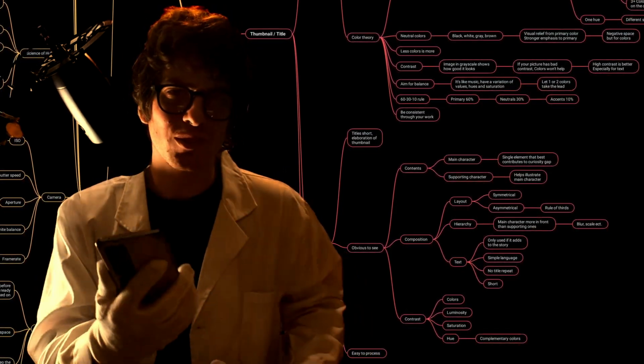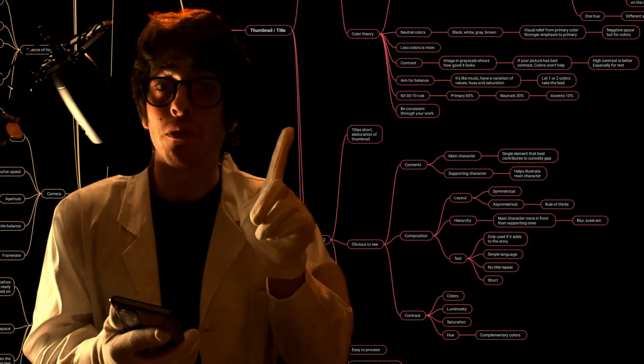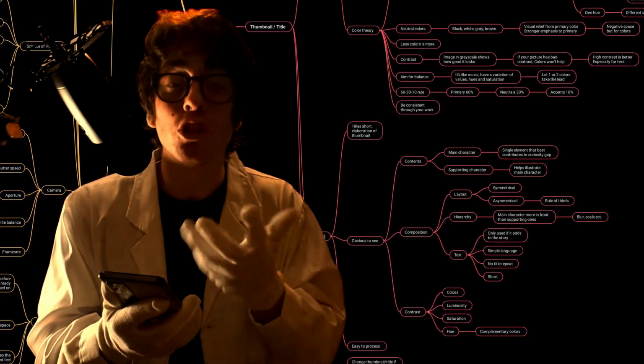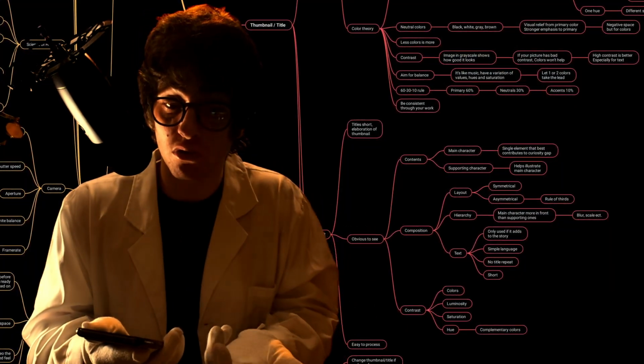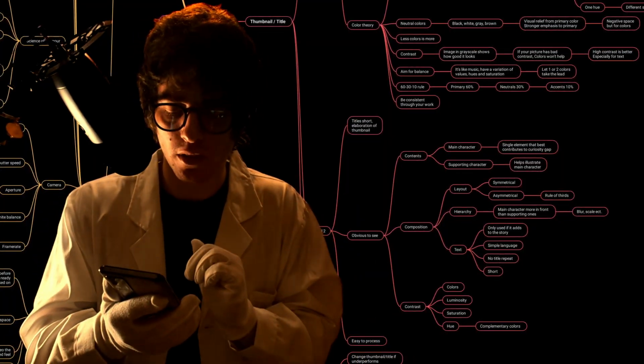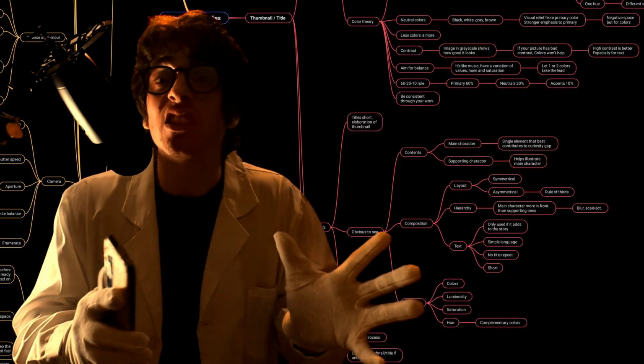Contrast: there are different ways to use contrast, like different colors, different levels of luminosity, saturation, or hue, like complementary colors, which fits right into the colors one. It should be easy to process. A thumbnail should make it easy to see what's going on.